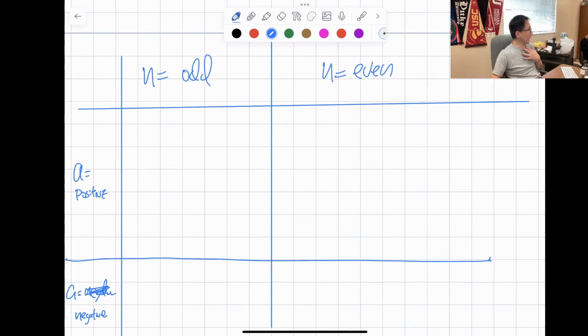So let's start with n is odd. Very easy. n is odd, a is positive. You can memorize these two arrows like this. However, I will never put that on the test. On the left side it is down, on the right side it is up. How do I know that, right? Just think about the easiest function you can think of. You don't need to memorize this. What's the easiest function you can think of that has an odd exponent and a positive coefficient?